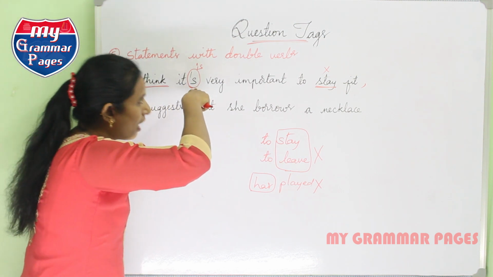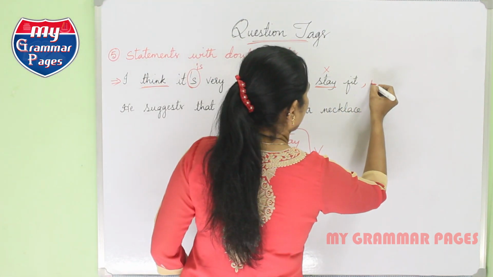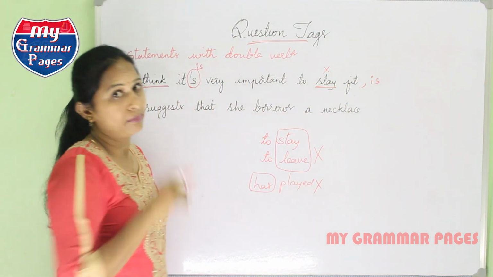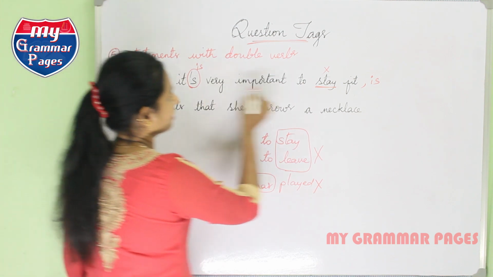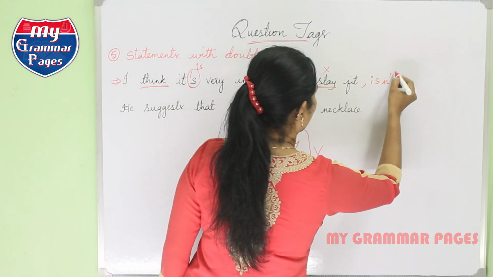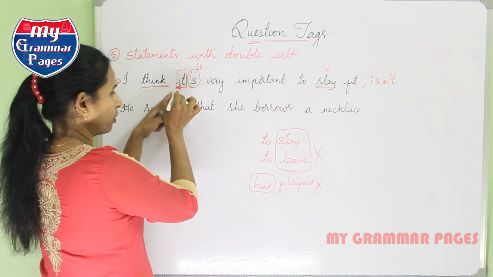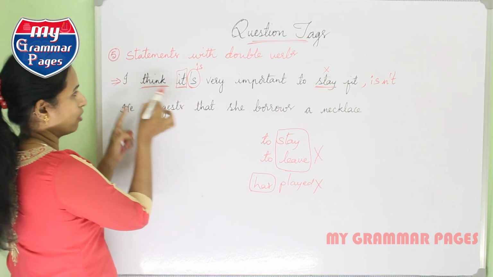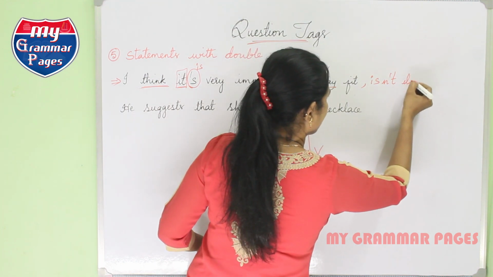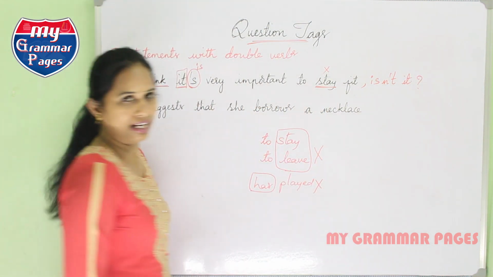So that's why we are taking is as the auxiliary verb here. And this is a positive statement. I am making it negative, isn't. Now this one you need to take because we are focusing on this but not this personal pronoun. And isn't, it will be the answer.